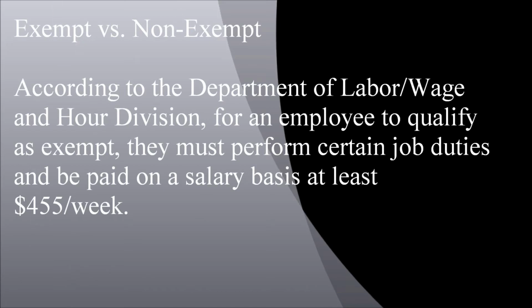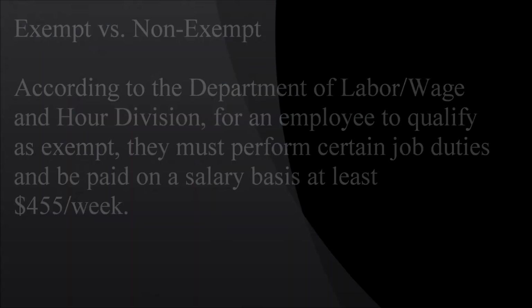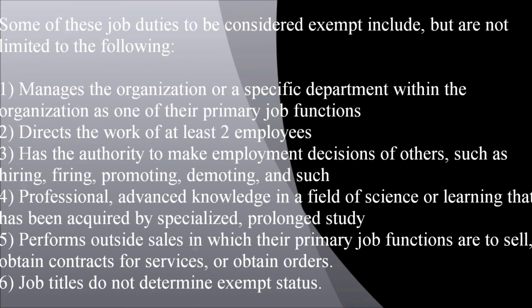Let's discuss those terms and review the criteria to qualify an employee as exempt. According to the Department of Labor Wage and Hour Division, for an employee to qualify as exempt, they must perform certain job duties and be paid on a salary basis at least $455 per week. Some job duties to be considered exempt include, but are not limited to, the following.